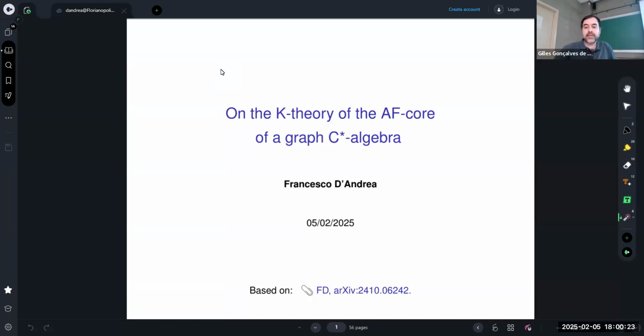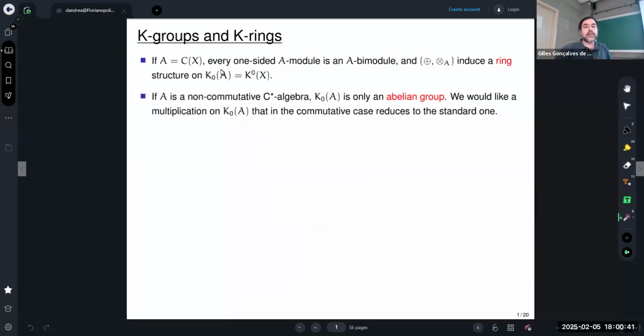Yes, so let me start by giving some motivation. The topic is, as you can guess, I'm going to say something about multiplicative structures on the K-theory of some AF algebras, in particular those that are cores of graph C*-algebras. So let me start with some simple motivation.